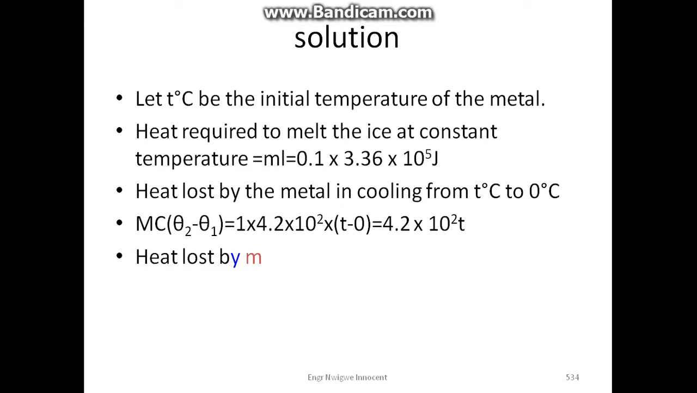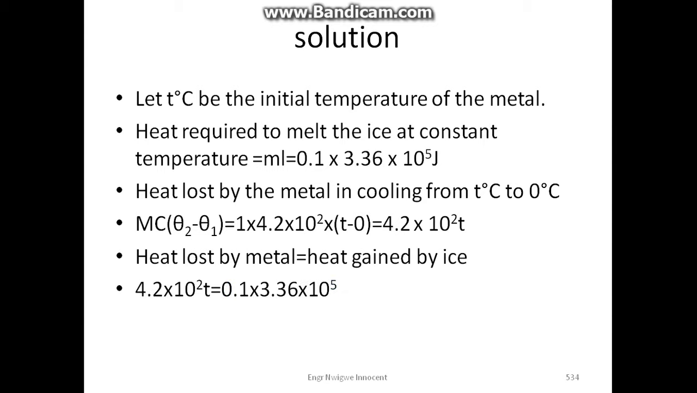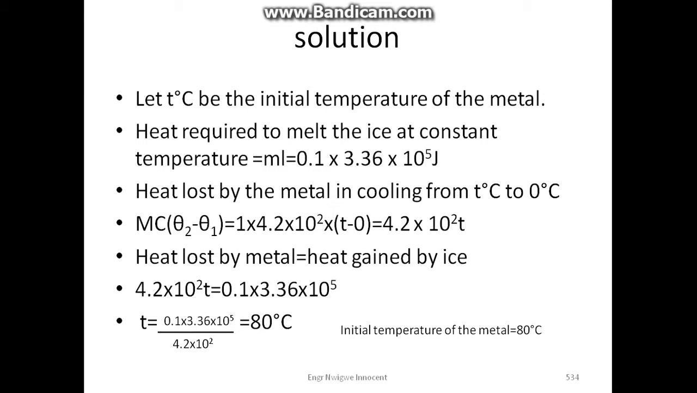Heat lost by metal equals heat gained by ice. 4.2 times 10 raised to power 2 T equals 0.1 times 3.36 times 10 raised to power 5. Making T the subject of the formula, we have T equals 0.1 times 3.36 times 10 raised to power 5 all over 4.2 times 10 raised to power 2, which equals 80 degrees. Therefore, the initial temperature of the metal is 80 degrees Celsius.